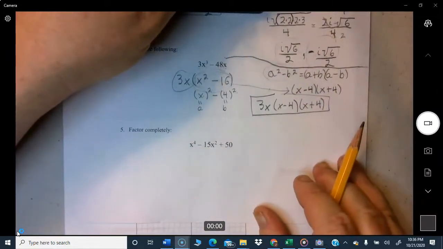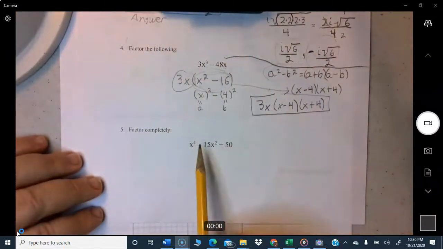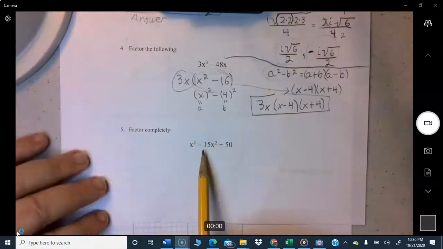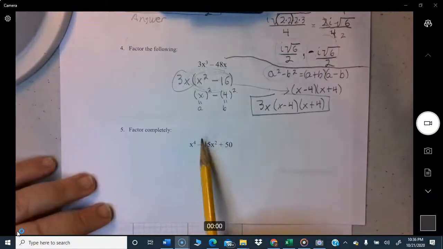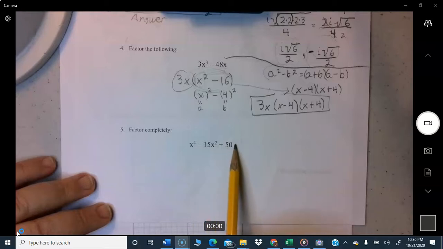All right. Next one. We're going to factor this. It looks like, what do you do with this? X to the 4th. It's a quartic. But what you have to realize is when you have this pattern in the exponents, 4, 2, 0, you can treat it like a quadratic.